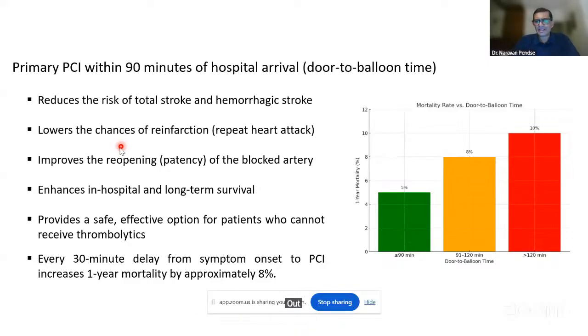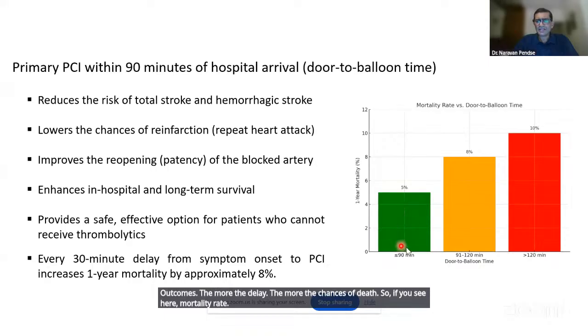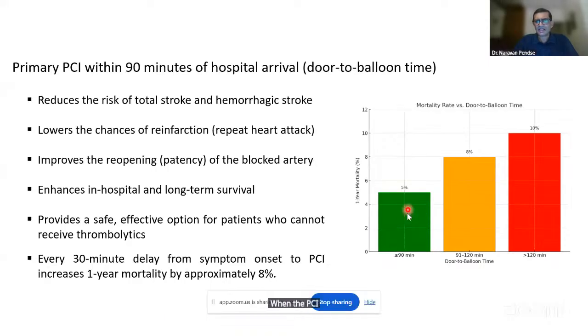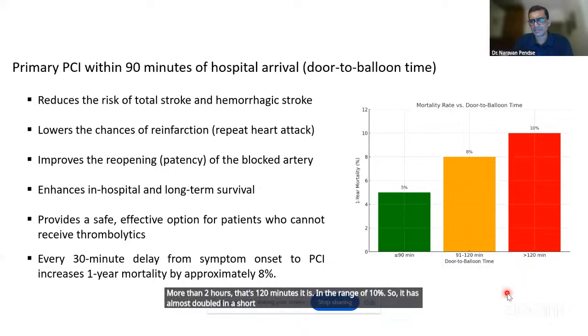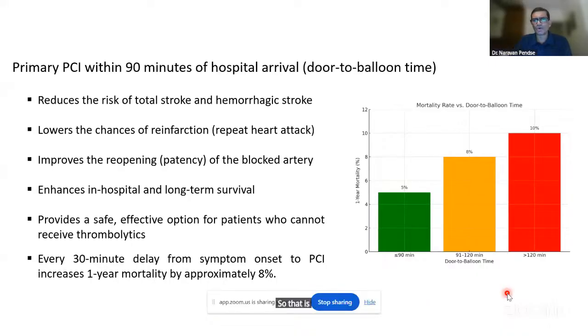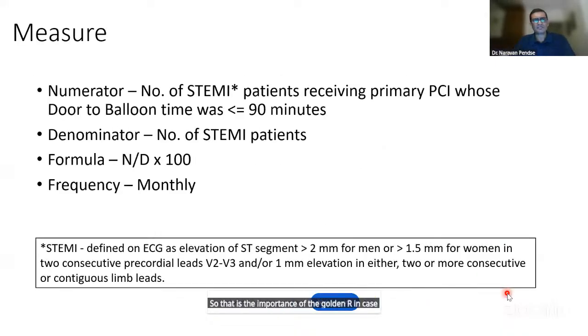The more the delay, the more the chances of death. So if you see here, the mortality rate when PCI is done within 90 minutes is say 5%. The moment it goes above 90 minutes, up to 120 minutes, it is 8%. More than 2 hours, that's 120 minutes, it is in the range of 10%. So it has almost doubled in a short window of a few minutes. That is the importance of the golden hour in case of STEMI patients.